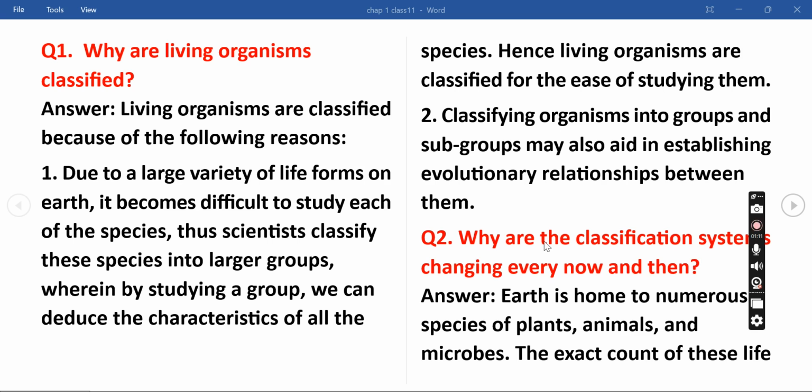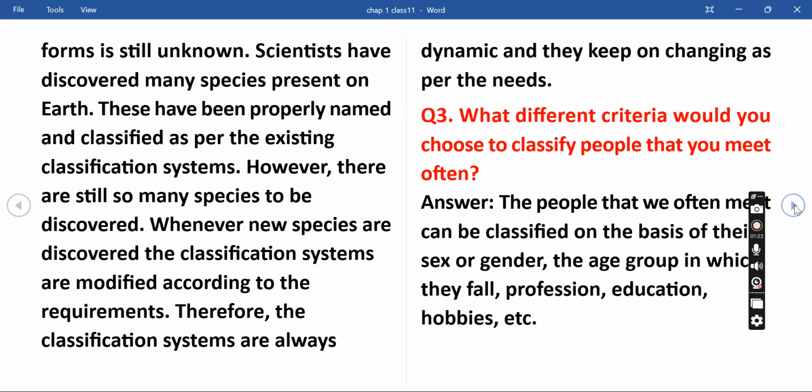Question 2 is, why are classification systems changing every now and then? So why are they changing? Because new organisms are discovered all the time. So to keep the system dynamic and keep it changing as per need is very important. Scientists have discovered many species present on the earth. They have to be named properly. However, there are still so many species to be discovered. Therefore, the classification system is always dynamic and keeps on changing as per needs.